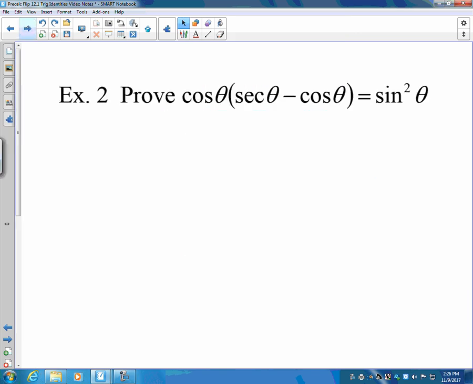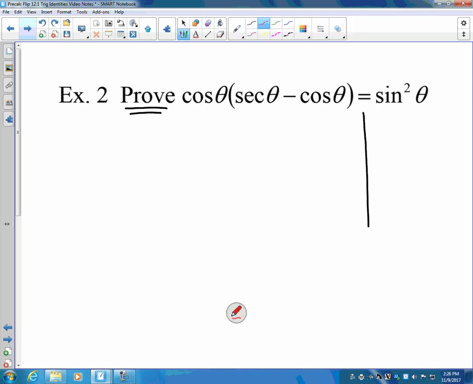All right, let me give you another example there. How about this second one? Prove that the cosine of theta times the secant minus cosine equals sine squared of theta. All right, so again, since we're proving these identities, let's sort of draw a line down the middle and make sure that we don't cross.